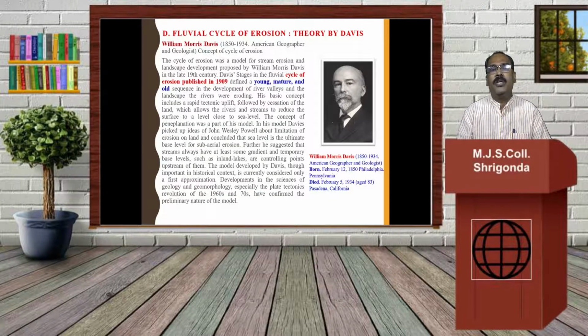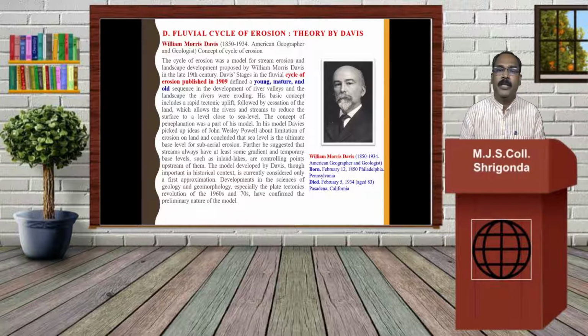These basic concepts included a rapid tectonic uplift followed by stability of the land, which allows the rivers and streams to reduce the surface to a level close to sea level. The concept of peneplain was the final product of his model.